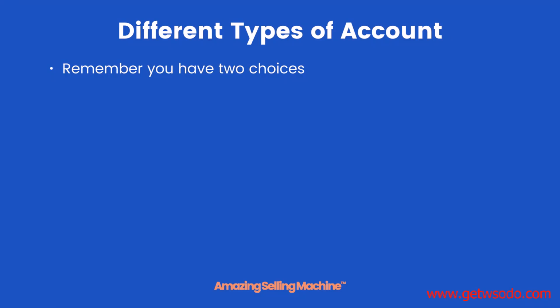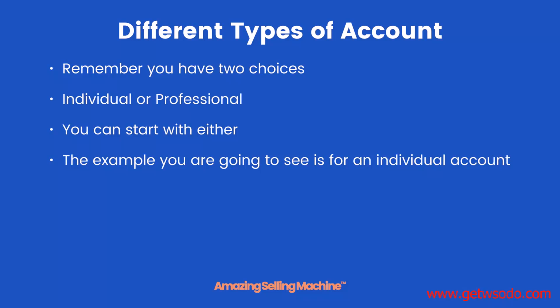Remember, you have two choices when it comes to the type of account, either individual or professional. You can start with either. The example you are going to see is for an individual account, but the process is virtually the same. So if you do decide to go with a professional account, you can just follow along just the same.